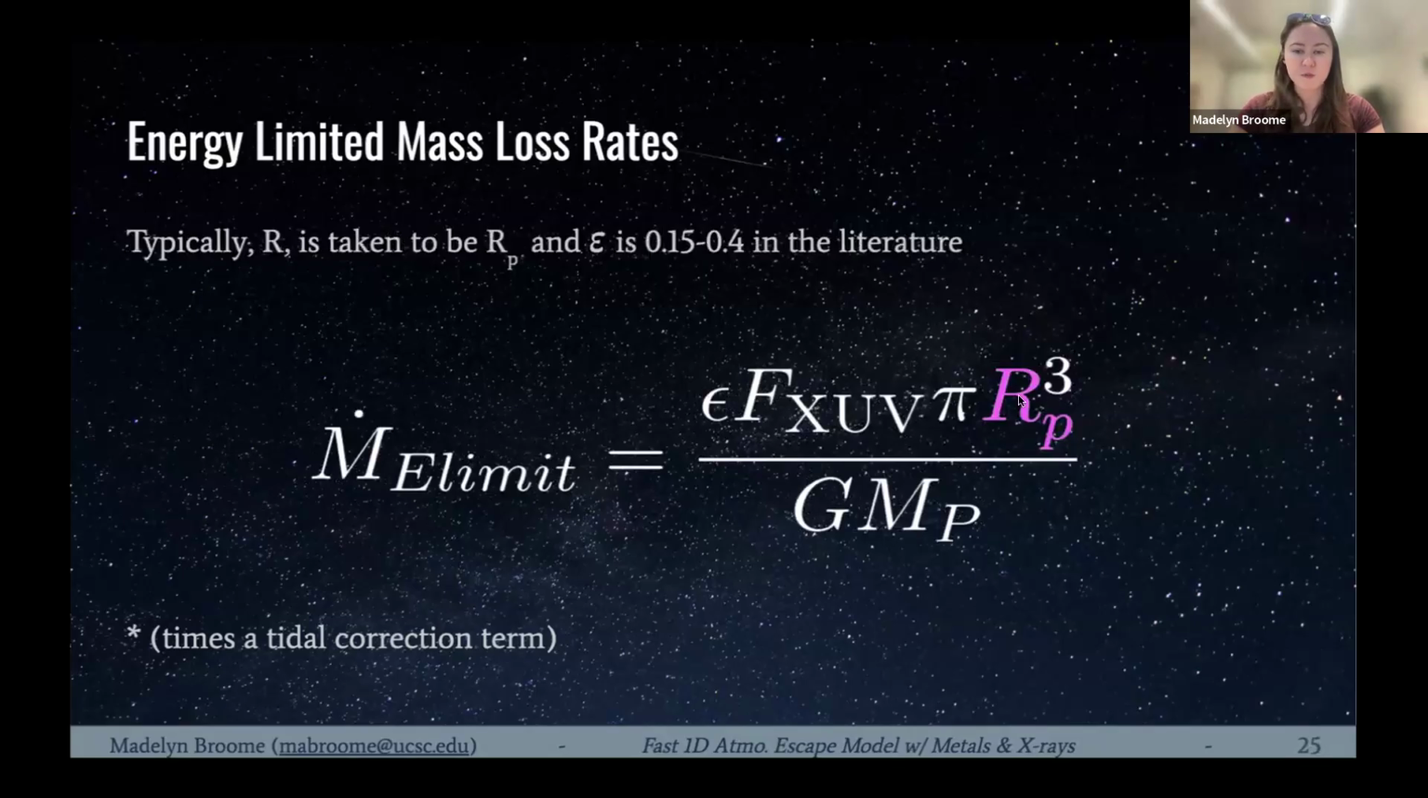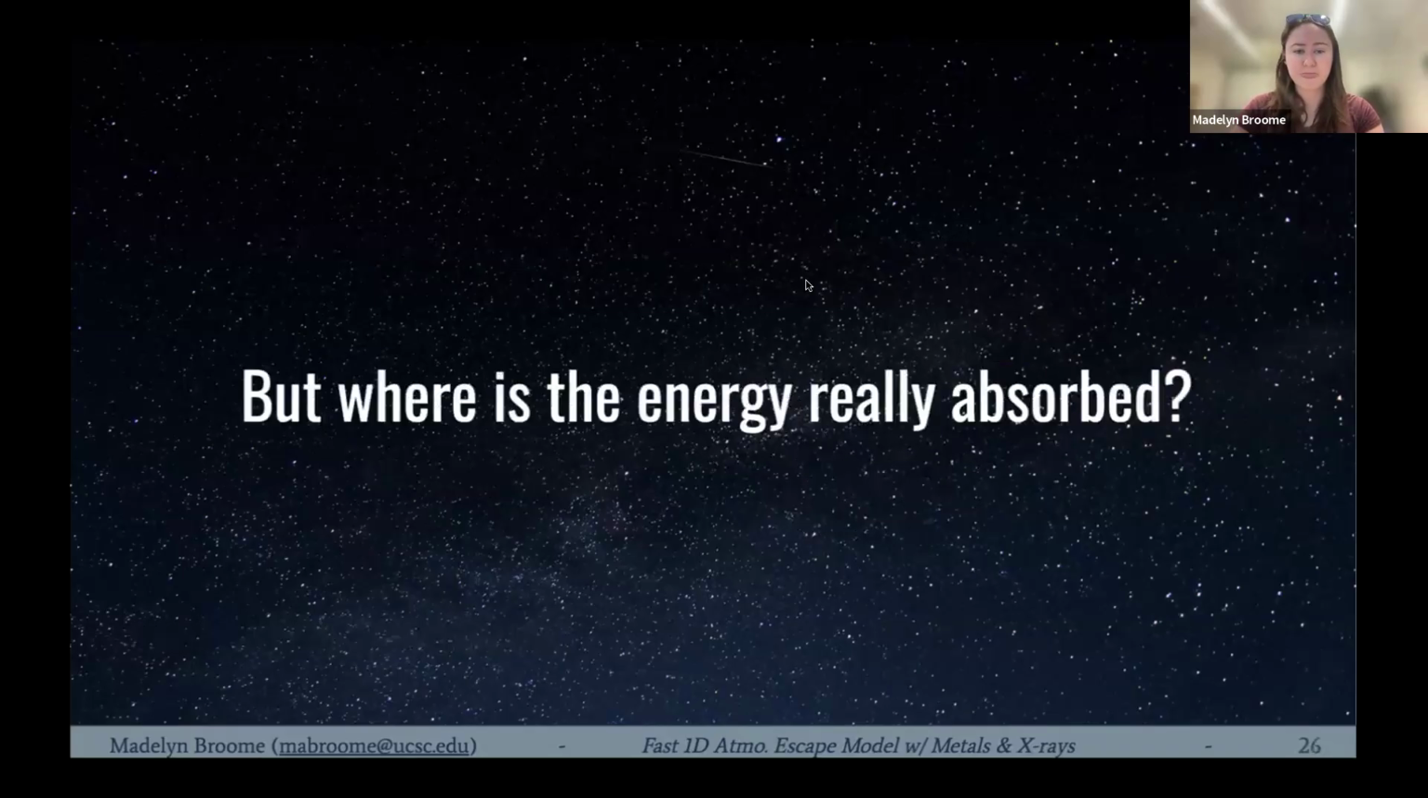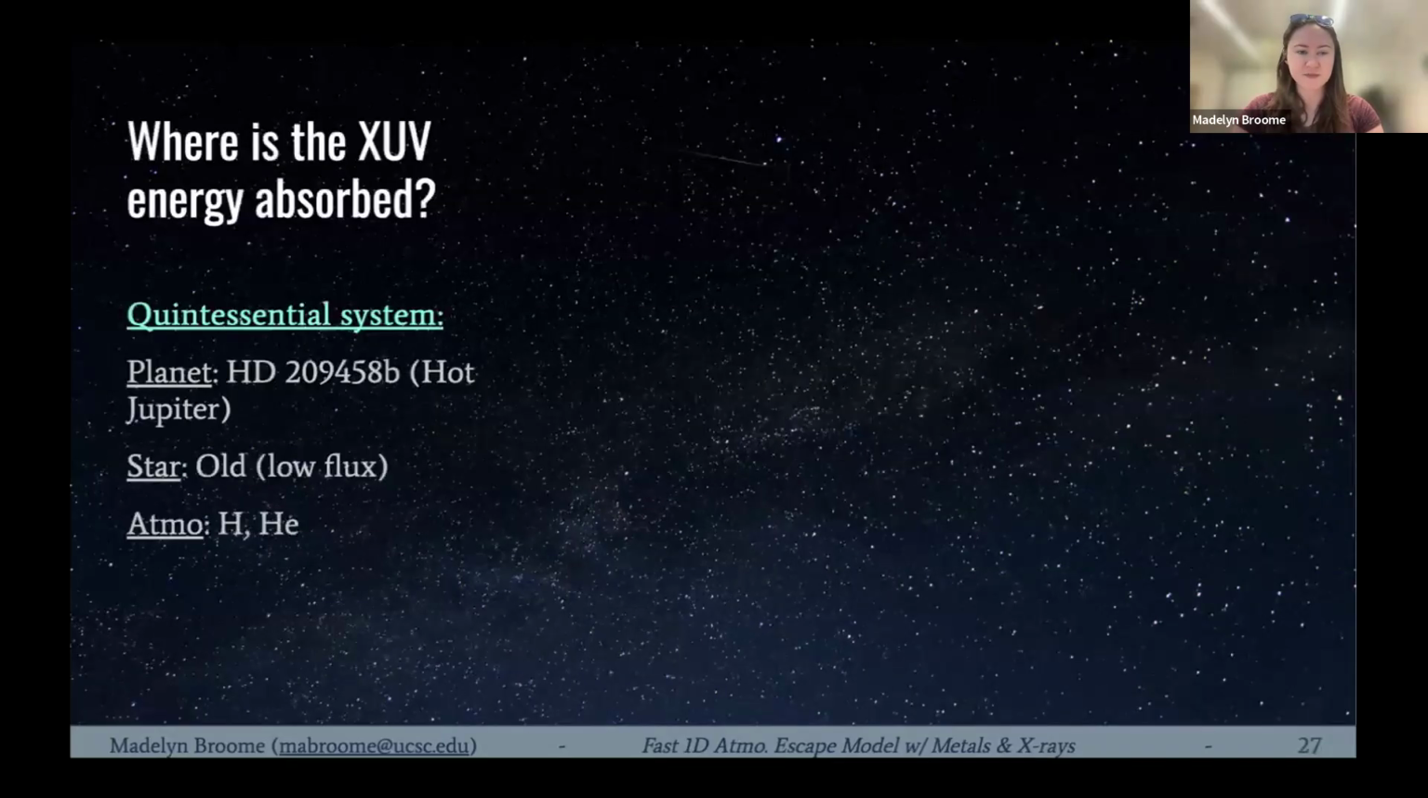Well, most folks assume for ease that this value is RP, that's where our photons are being absorbed, and that the efficiency is somewhere between 0.5 and 0.4. But where is the energy actually being absorbed in these planets' atmospheres?